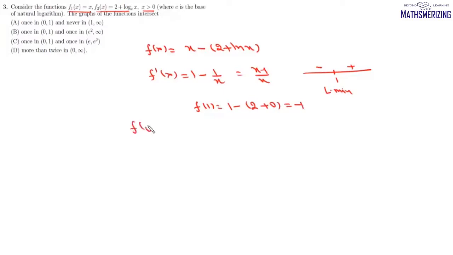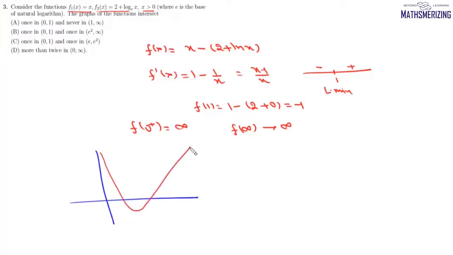Now if we take f at 0 positive, f at 0 positive will be 0 minus 2 and then minus log 0, which is plus infinity. So this function starts from infinity, at 1 it takes the value minus 1, and then at infinity, it'll again take the value infinity. So the graph of this function will be something like this, where this is 1 and the value at 1 is minus 1. So this equation has one root between 0 and 1. That means these two graphs will intersect once in 0, 1, and then we have to find this other option.